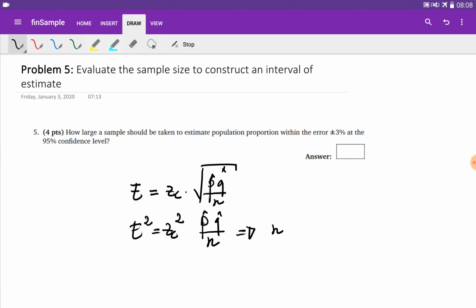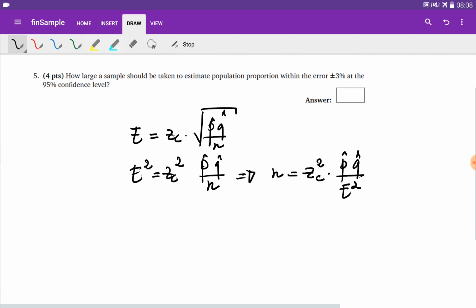If you find the n from here, it is going to be z squared multiplied by the p hat q hat divided by the e squared. We just need to put all the numbers and find the n. So in this case, e is given as 0.03. Since we're not given p hat and q hat, we're just going to take them to be equal to 0.5.